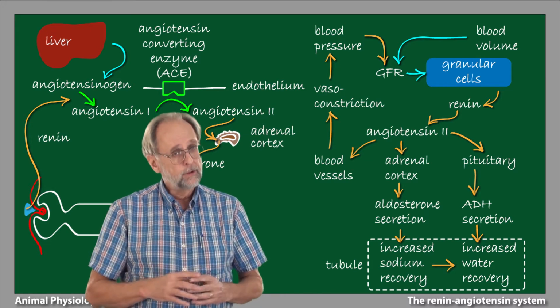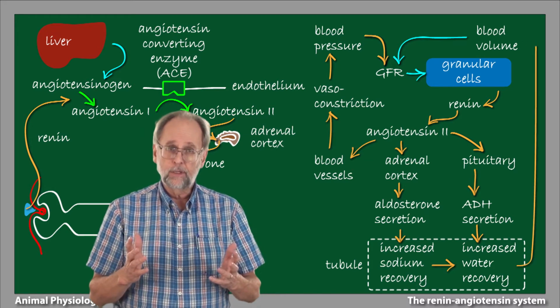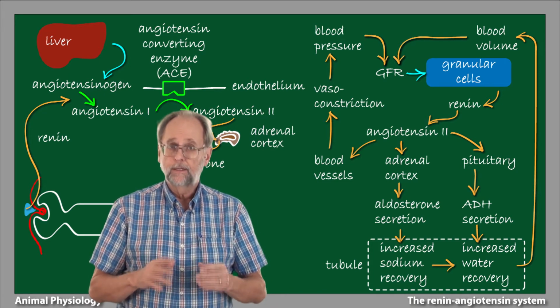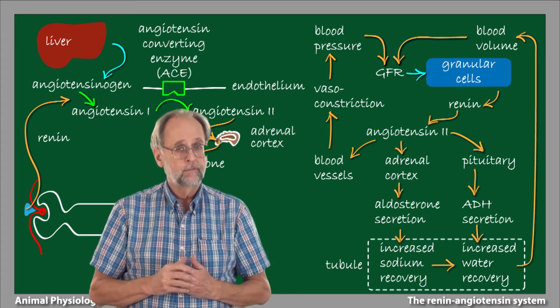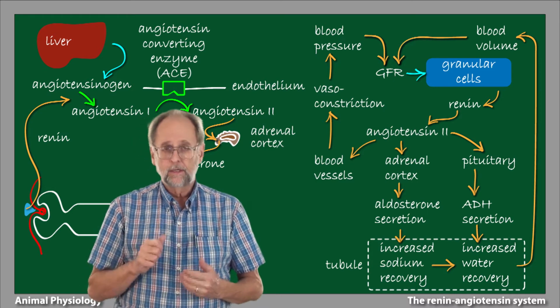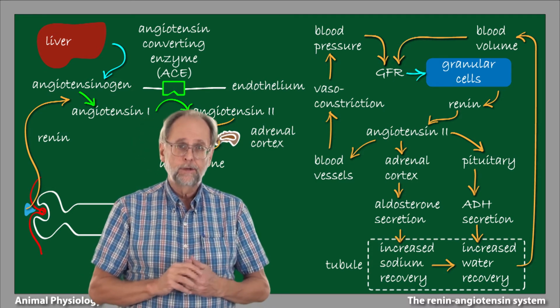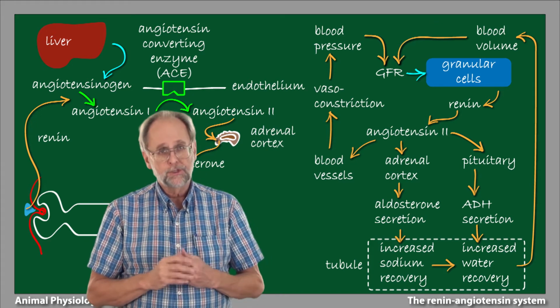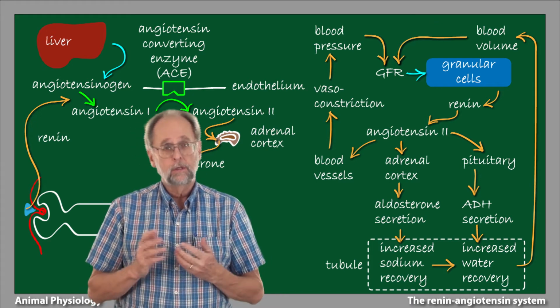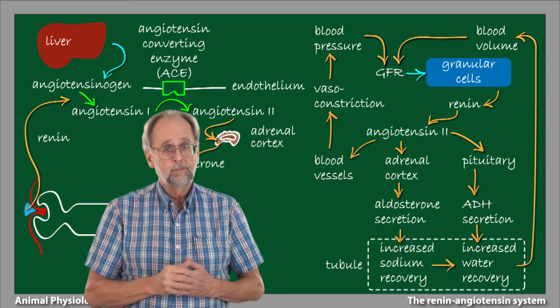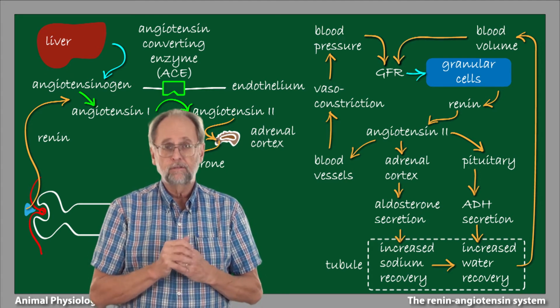Moving water from the filtrate into the blood increases the blood volume, which also increases the glomerular filtration rate, bringing it back to normal. So we see that there is a negative feedback loop. Reductions in the glomerular filtration rate ultimately produce the circumstances that restore glomerular filtration rate back to normal through increases of blood pressure and increases of blood volume.